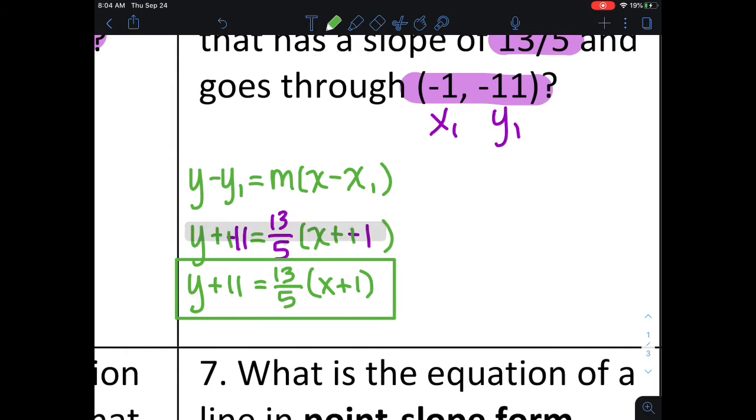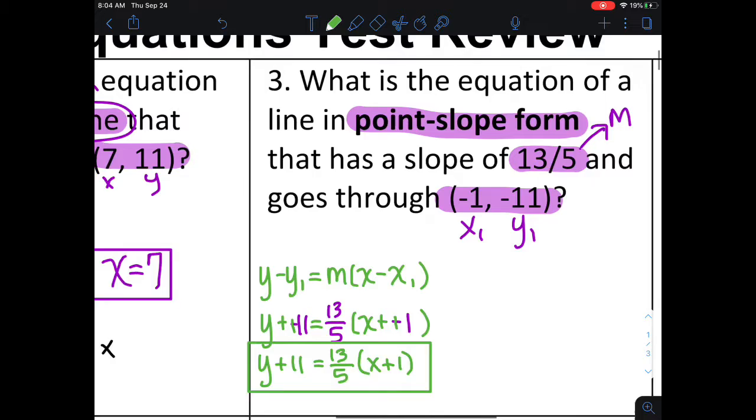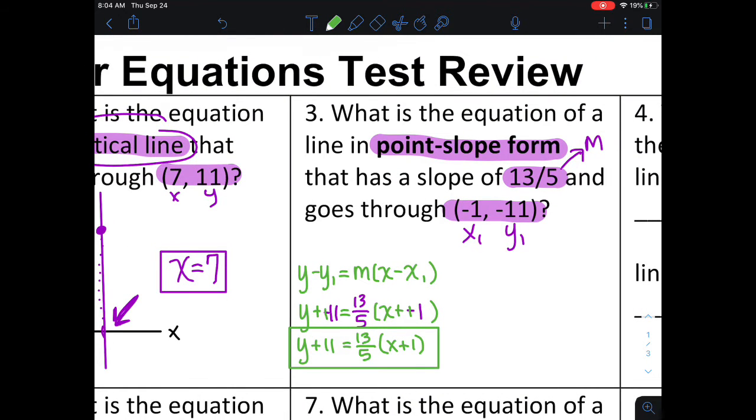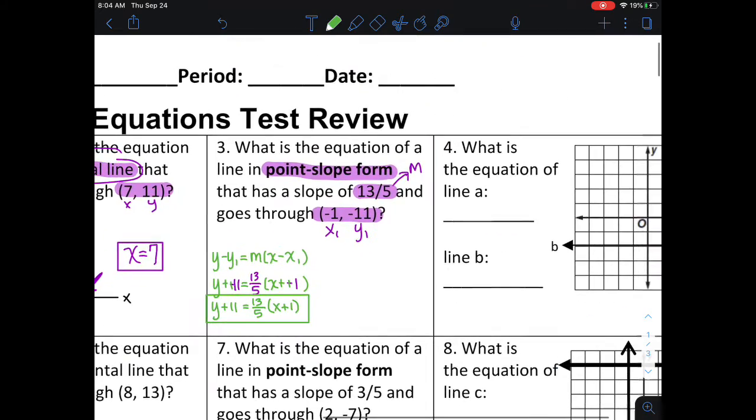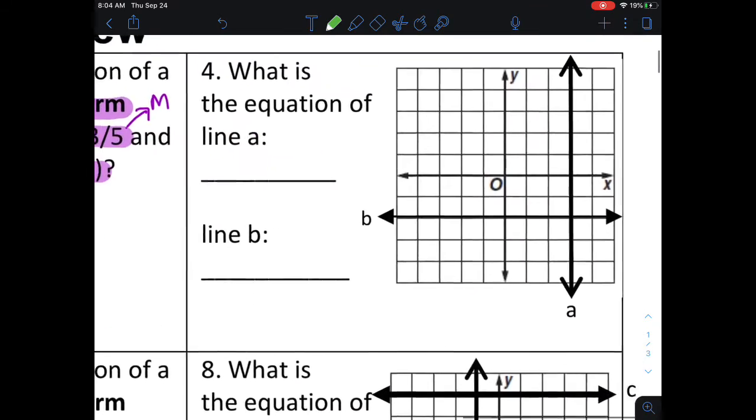Why are we done? Well, it told us we only need to do point slope form, right? It didn't tell us to change it to slope intercept form. So if it tells you that, it's going to be an easy problem for you. All right, number 4, what's the equation of line A?